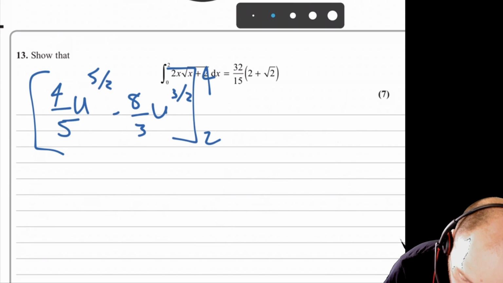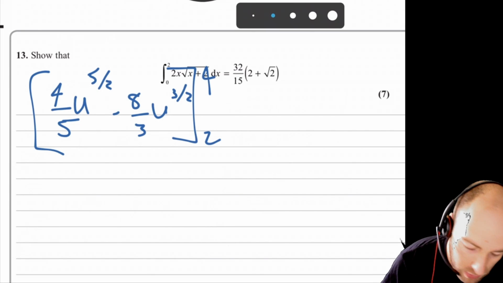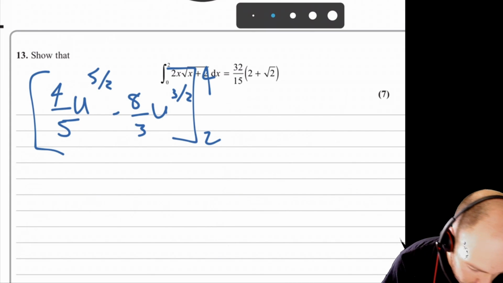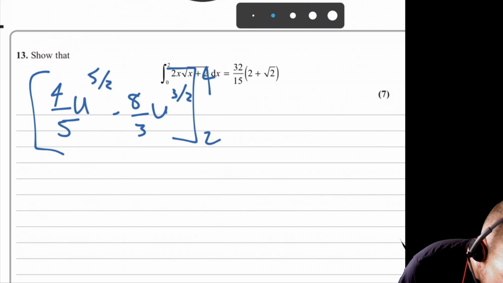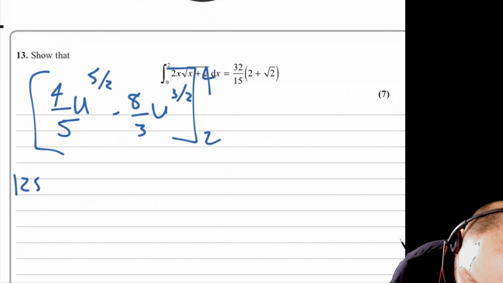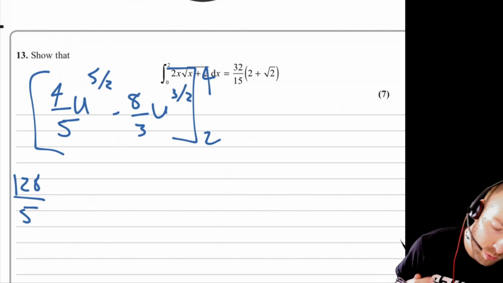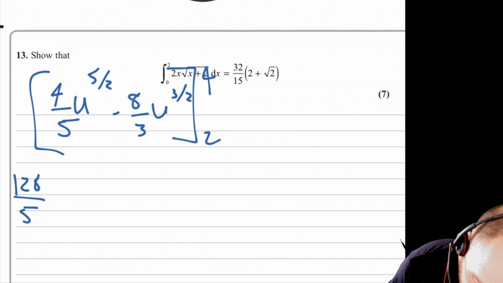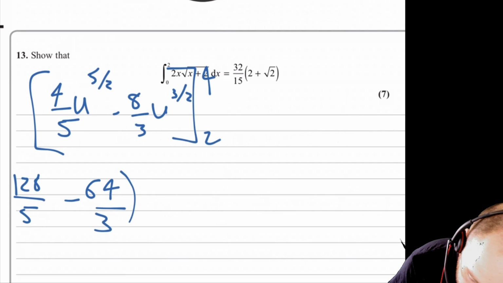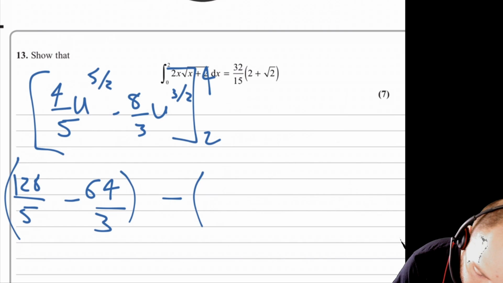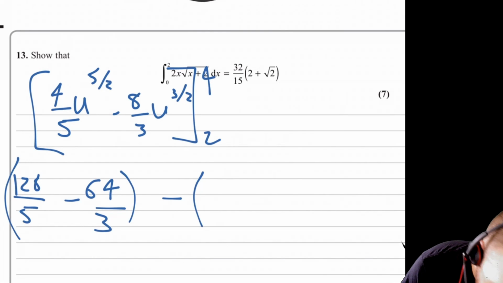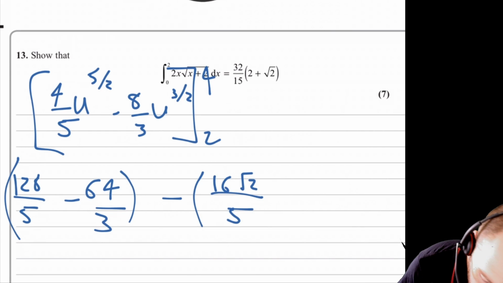So put the limits in. 4 goes in. Root 4 is 2. 2 to the 5 is 32. So 32 times 4 gives me 128 over 5. Put 4 in. Root 4 to get 2. 2 cubed is 8. 8 times 8 is 64. That's our first limit. Take away second limit. We got 2 to the power 5 over 2, gives me 4 root 2. Times by 4 gives me 16 root 2 over 5.